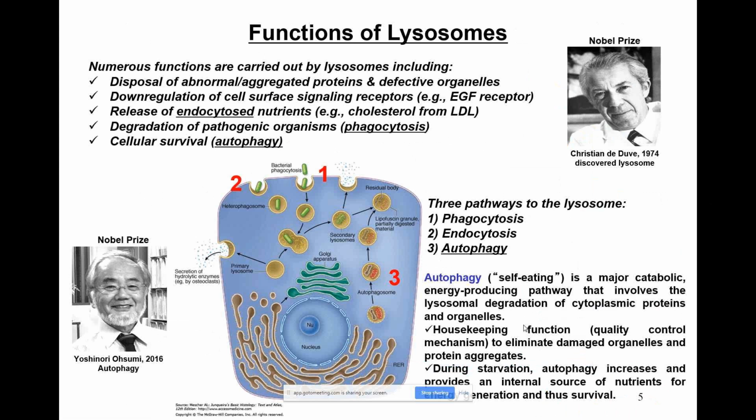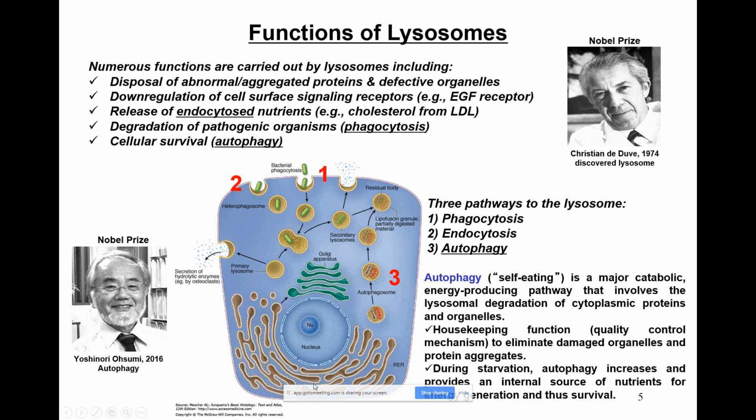So the cell has mechanisms to sense when an organelle is defective and needs to be gotten rid of from the cell, as well as aggregated proteins. And again, it allows the cell to then turn over those molecules for new biosynthetic events. Now, autophagy is a process that is tightly regulated. If a cell is starving, this process can be upregulated to allow the cell to survive by self-eating a little bit until the environment changes.